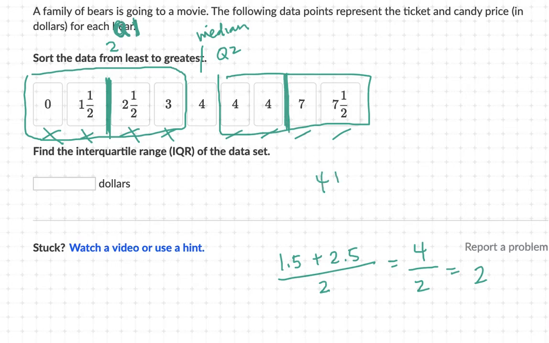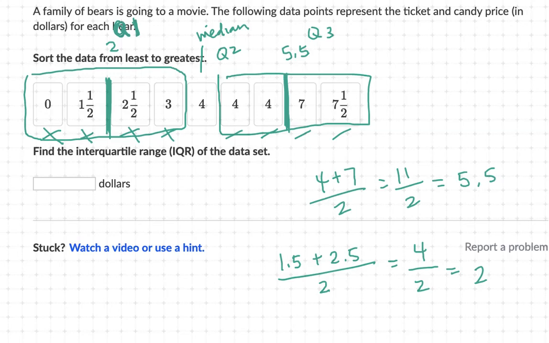Ooh, between 4 and 7. So I got to add them up and divide by 2. It's going to be 11 divided by 2. Let's see, 10 divided by 2 is 5. So 11 divided by 2 must be 5 and a half. 5 and a half plus 5 and a half is 11. So in between here is 5 and a half. That's going to be quartile 3.